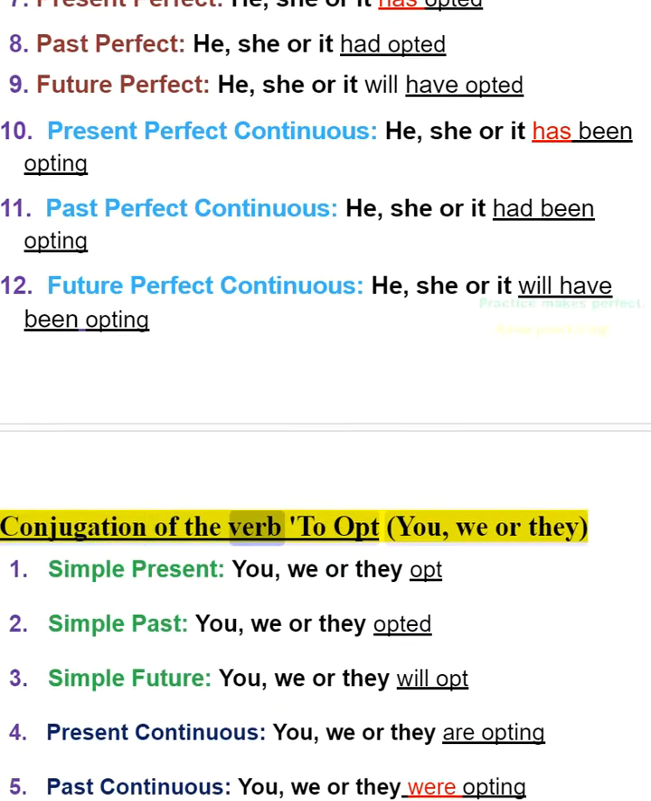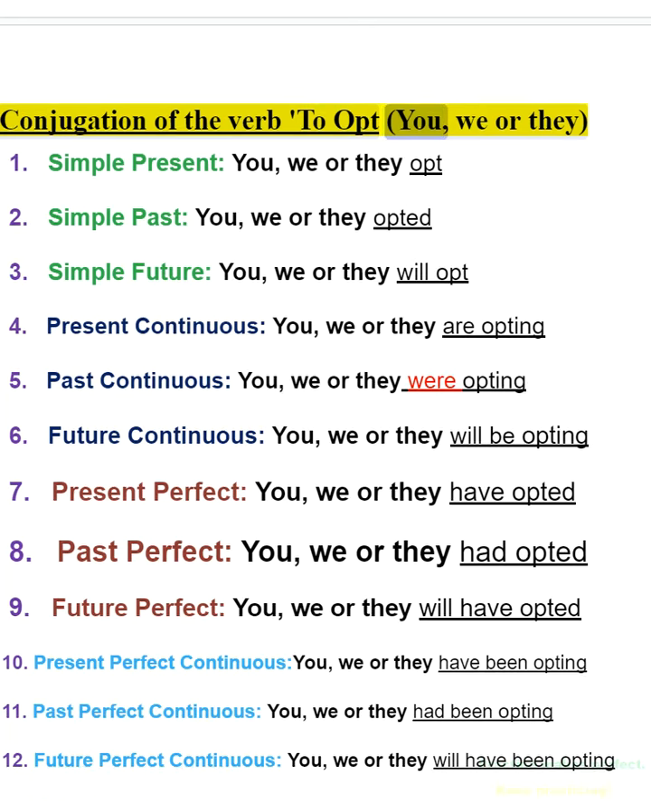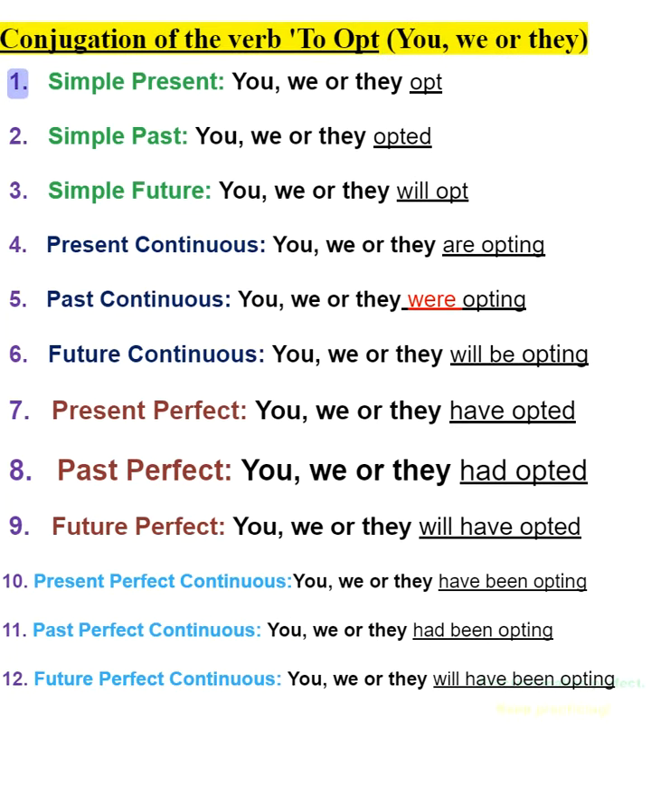Conjugation of the verb to opt. You, we or they. 1. Simple present. You, we or they opt. 2. Simple past. You, we or they opted. 3. Simple future. You, we or they will opt.